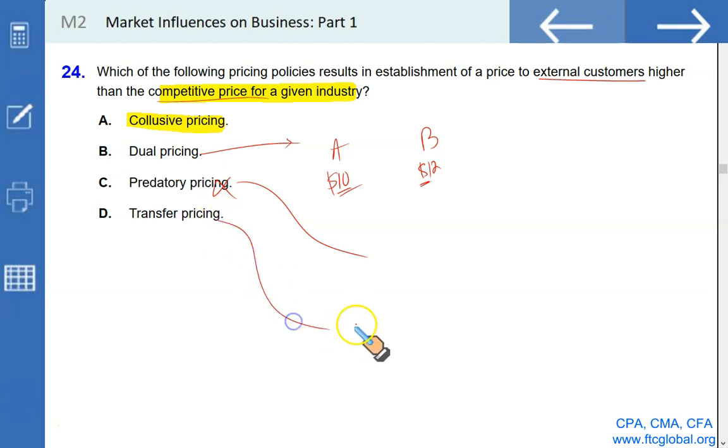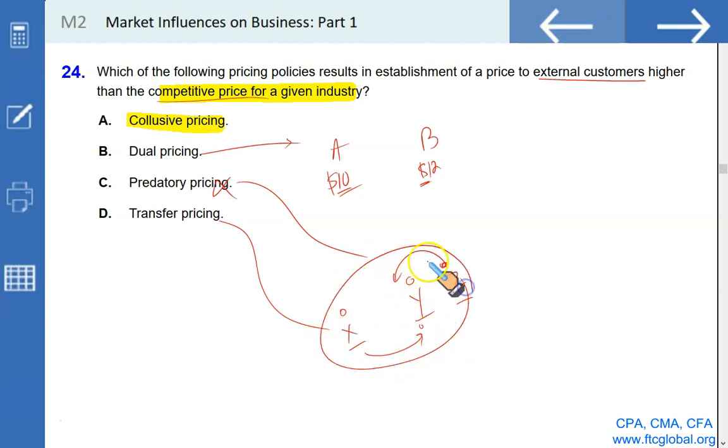Transfer pricing. Let's say you have 3 segments, X, Y, and Z. And these segments are, let's say, either investment centers or profit centers. And whatever they produce, like input of Y is the output of X, and output of Z is the input of Y. So we might set certain prices for these items sold internally within the same company's different segments. So transfer pricing occurs when the services and goods are sold within different segments of the same company. This is not what we are looking at here.